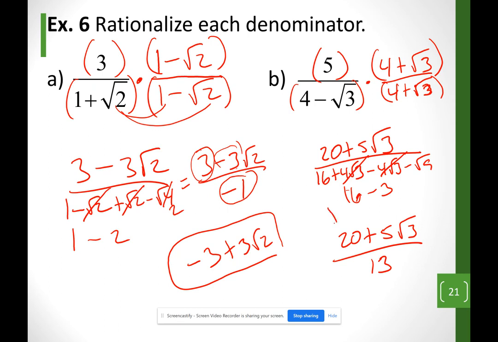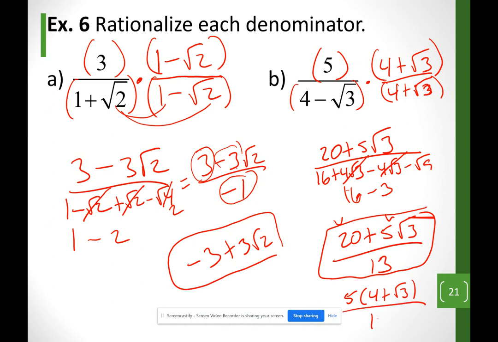I look at my whole numbers. If I can divide them all by the same thing, I would do so. In this case, I cannot. So I would leave it at that. My math lab sometimes says, well, on the top, you could have divided each by 5. So it wants you to factor out the 5 from the top, and then you write 4 plus the radical 3 over 13. But that's my math lab. I don't mind you not factoring out the 5. So I'll just leave it at that.